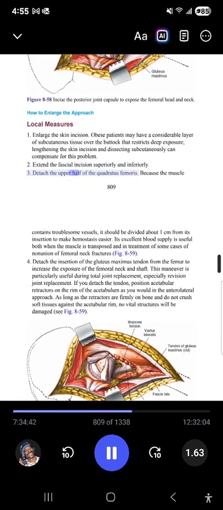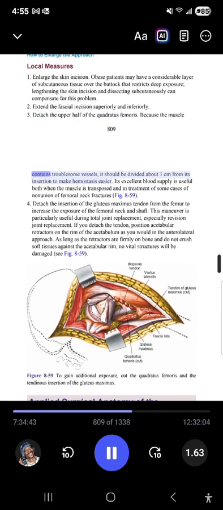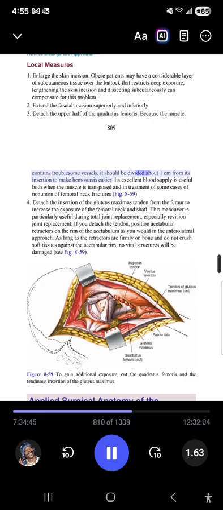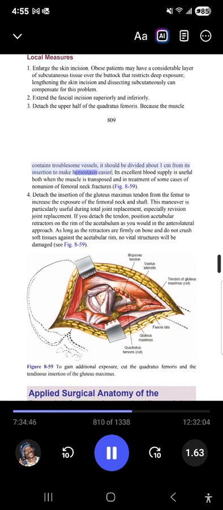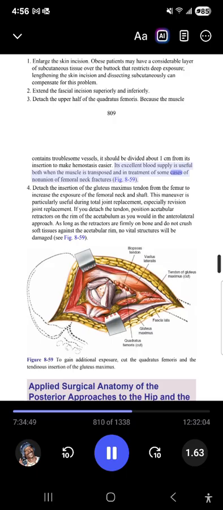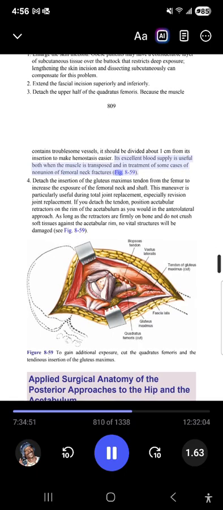3. Detach the upper half of the quadratus femoris. Because the muscle contains troublesome vessels, it should be divided about 1 centimeter from its insertion to make hemostasis easier. Its excellent blood supply is useful both when the muscle is transposed and in treatment of some cases of non-union of femoral neck fractures. Figure 8-59.